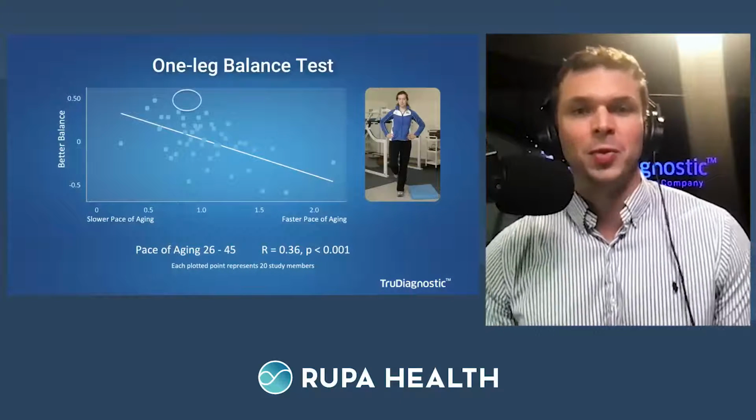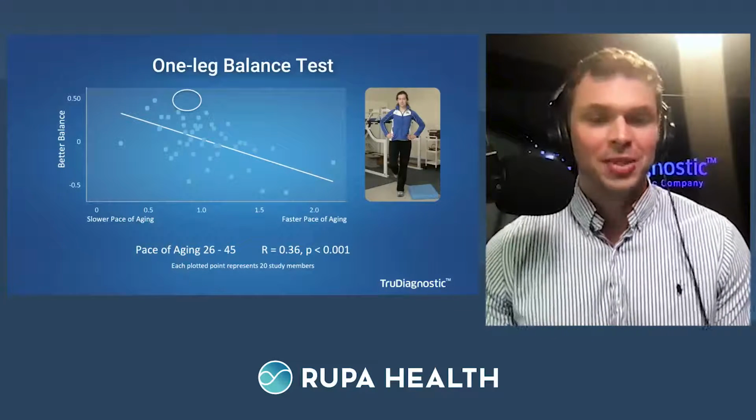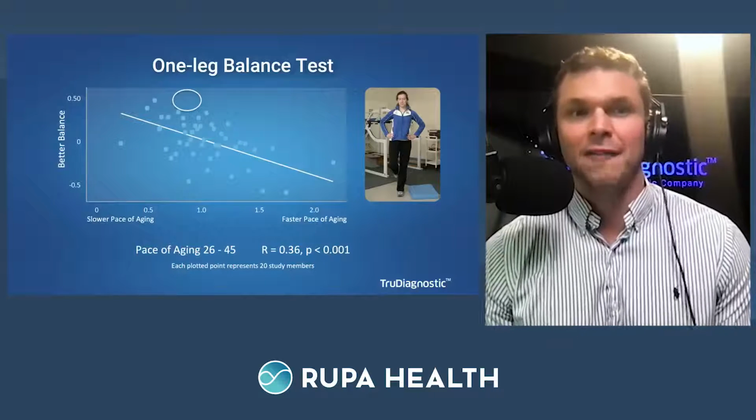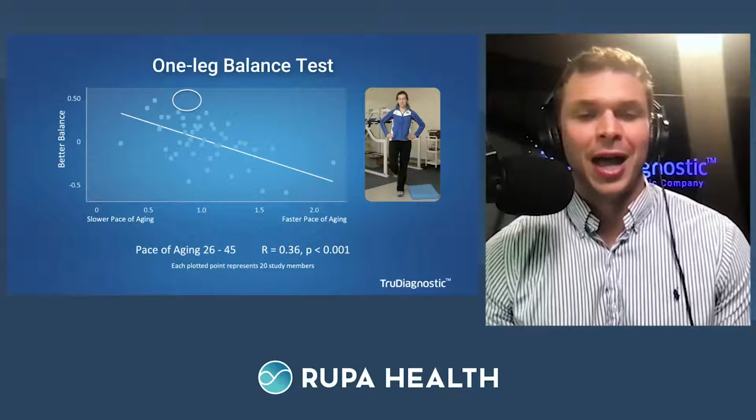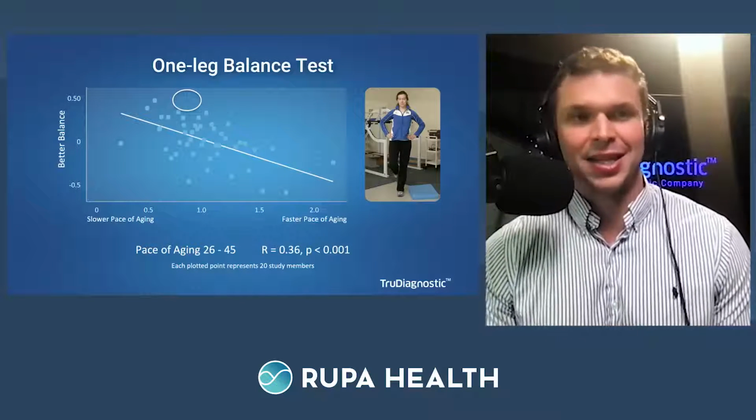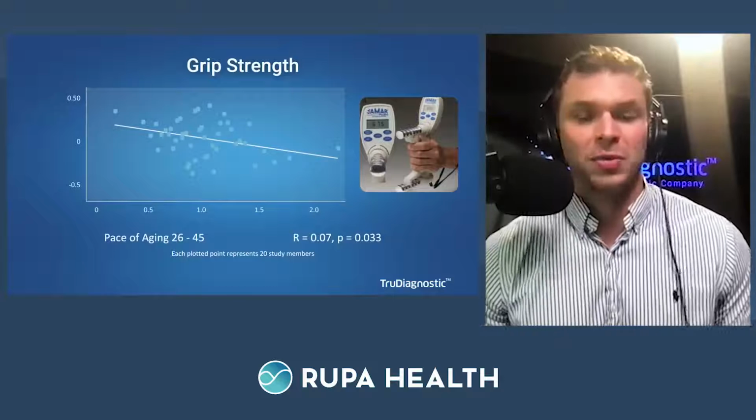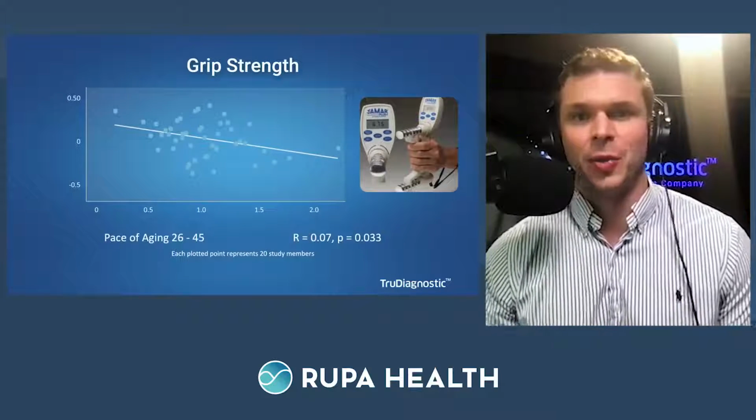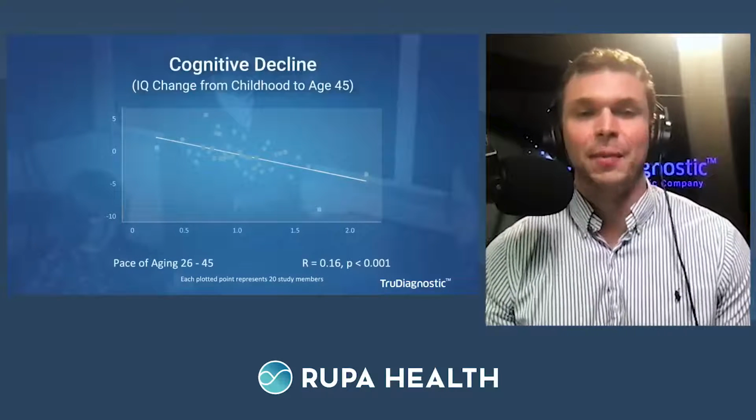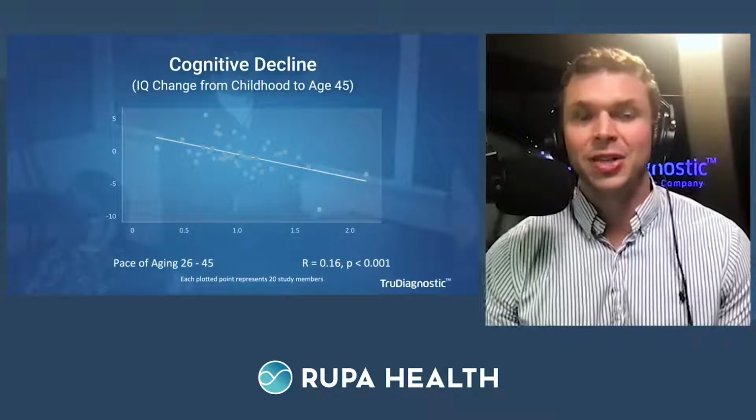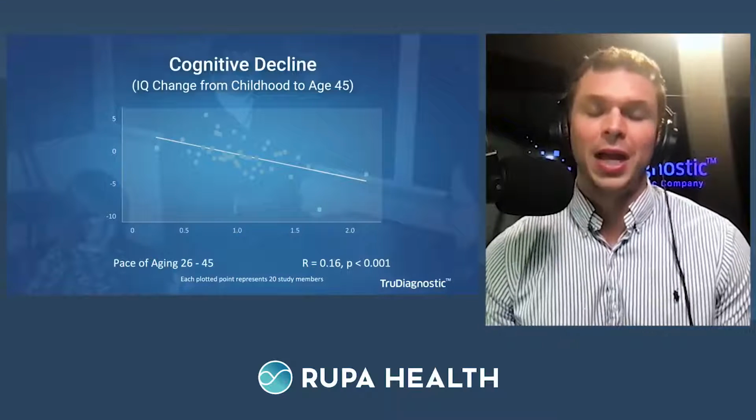I also want to talk about what happened when we followed up with these patients at the age of 45. We actually were able to plot their pace of aging versus their performance on several different tests. And as you can see here, the people who were at faster rates of aging via this diagnostic had worse performance on balance testing. In addition to that, we know that they had worse muscle mass and worse grip strength. So they generally had just more markers of frailty. In addition to that, we know that they had significantly more cognitive decline. And actually, those people who were aging at a rate of 2 were up to 15 IQ points lower than those people who were aging at a rate of 1.